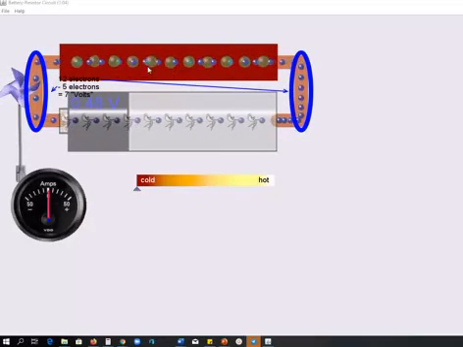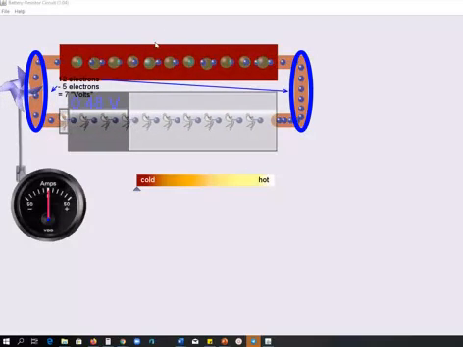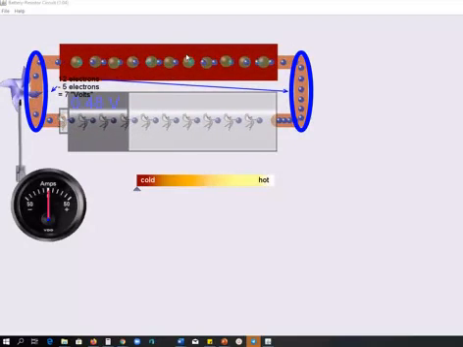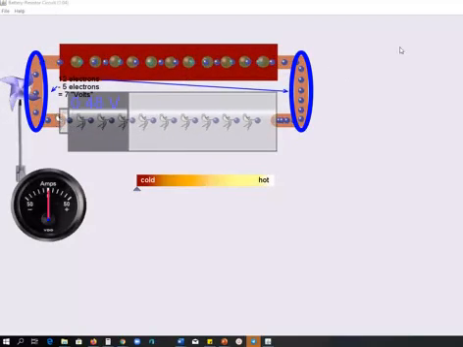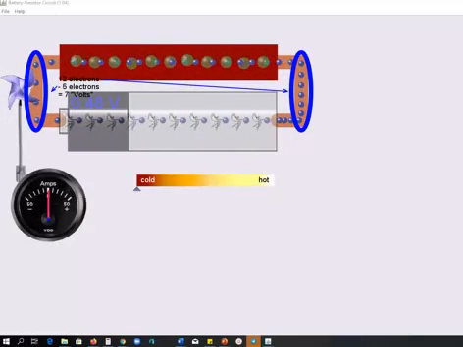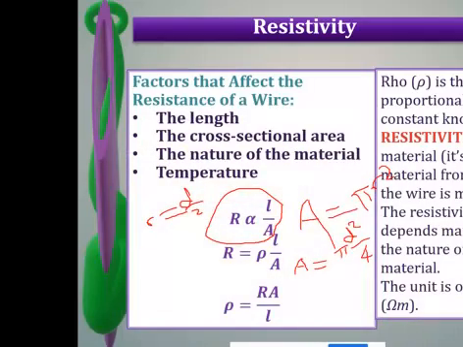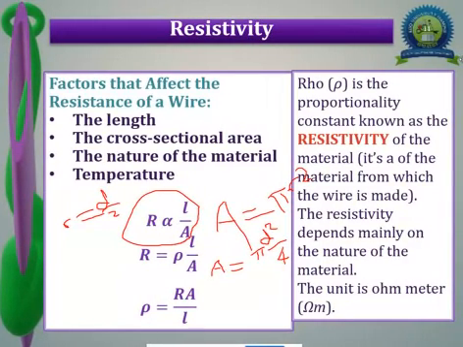Is that okay? So meaning increase in this diameter will invariably decrease the resistance offered by that wire. Okay?